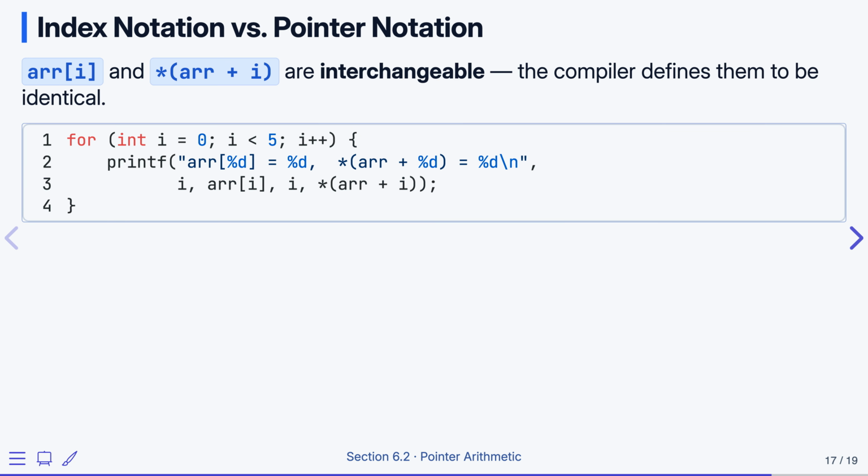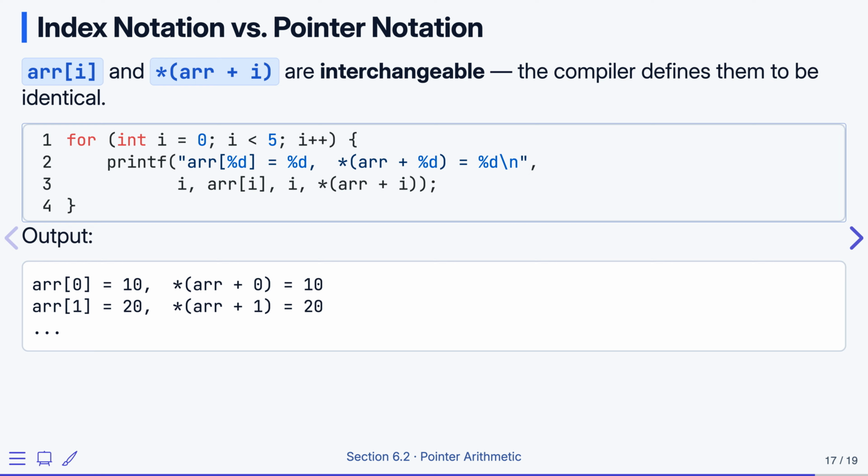This is a fact that surprises many beginners. The bracket notation r[i] and the pointer notation *(r + i) are exactly the same thing. The compiler literally defines one in terms of the other. Behind the scenes, when you write r[i], the compiler computes the address r + i with scaling and dereferences it. The output confirms it. Every line shows the same value on both sides. Use brackets for simple access, and pointers when you are walking a range bounded by 2 pointers.